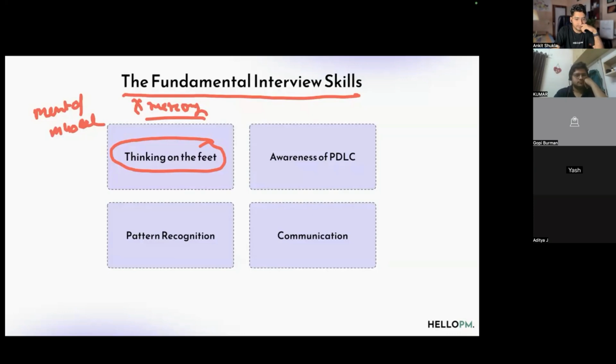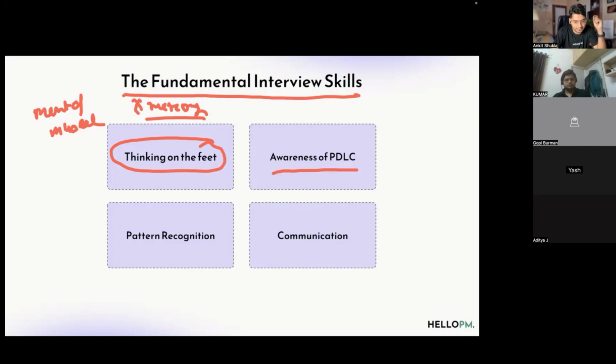After this, we have awareness of PDLC. PDLC means product development lifecycle. Although I have tried to give you a 101 on product management, it was very high level. Unless you are very sure that you do not know product management, I would ask you to prepare better for the interview. If you're not aware about how product management happens, please go ahead and build that knowledge. Before building that knowledge, you are just wasting an interview opportunity.